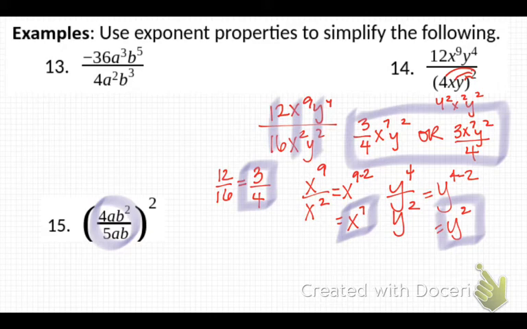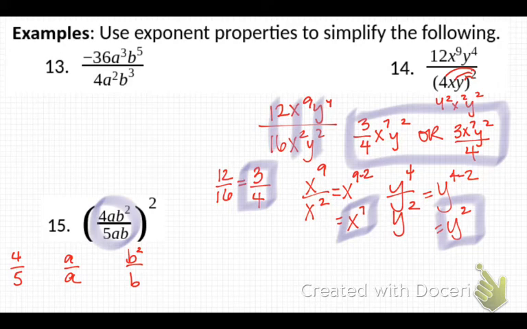So if I break this up into my different parts, I have 4 over 5, a over a, and b squared over b. What is 4 over 5? Does that simplify any further? No. What about a over a? What is a divided by a? It's not 0.